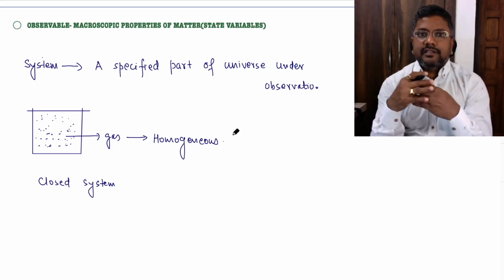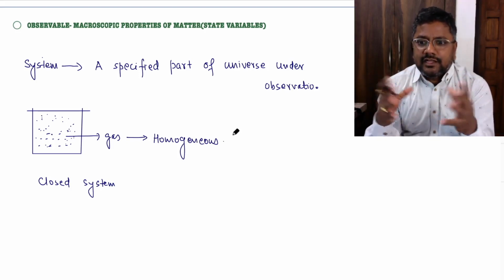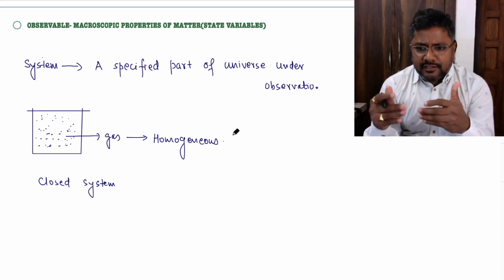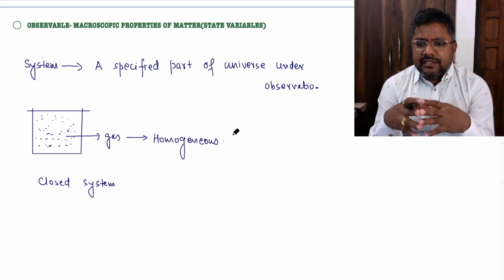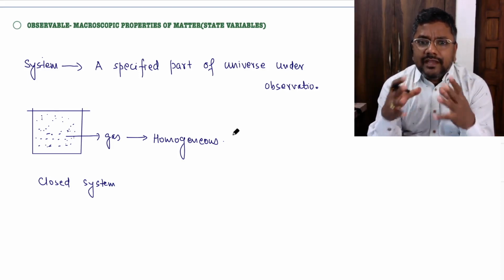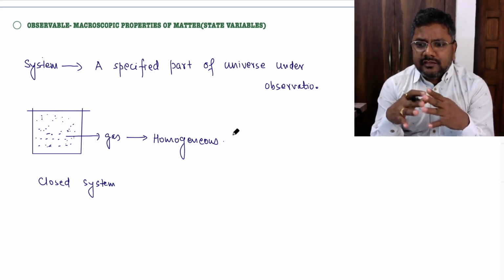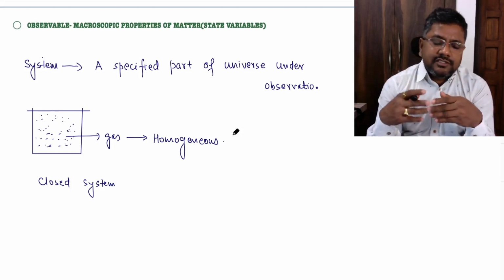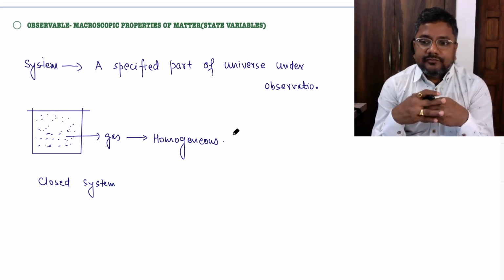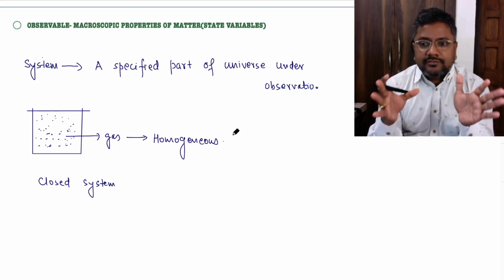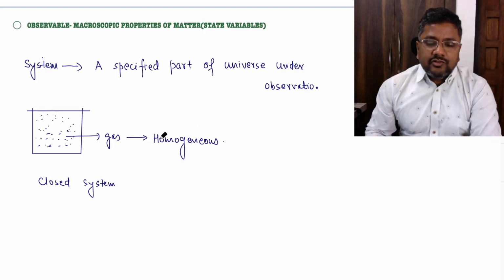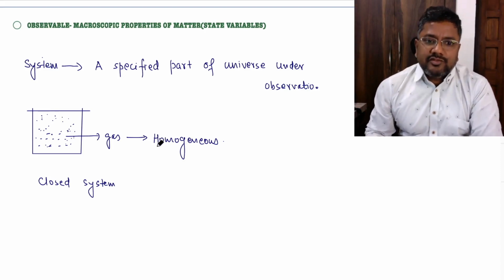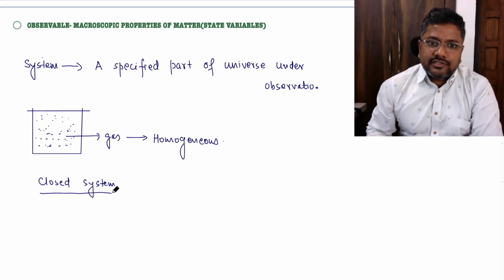So dear students, in your class 11th, 12th, IIT-JEE entrance level, we are talking mainly about homogeneous systems. On very few occasions we will consider a heterogeneous system, because the study of heterogeneous systems is not included in your syllabus. So largely or mostly we have homogeneous systems. This is a closed system.